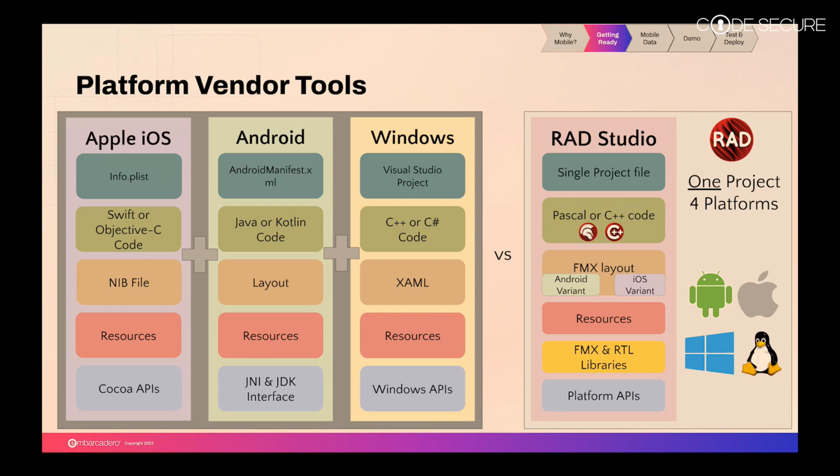And the same thing with the layout. We have a common layout, but once you deploy it for Android or for iOS, it changes the layout to make the look and feel of the platform that we're developing for. And we'll see a few examples of that. And on top of that, you just use your trusty Pascal or C++ code, and off you go. You have a mobile application.